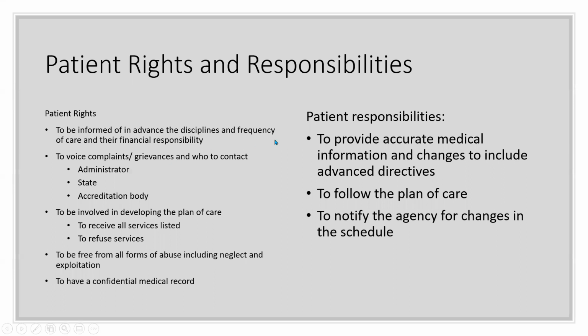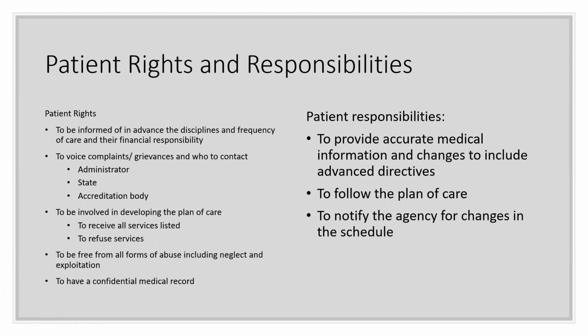Here's some of the patient rights that you should verbally review with them. They have the right to be informed in advance of the disciplines and frequency of care and their financial responsibility, and we'll talk about the form that captures this shortly. They have the right to voice complaints, grievances, and who to contact. So we have to tell them who the administrator is and how to contact him or her, the state hotline number, and your accreditation body. They have the right to be involved in developing the plan of care, to receive all services listed, and to refuse services. To be free from all forms of abuse, neglect, and exploitation, and to have a confidential medical record.